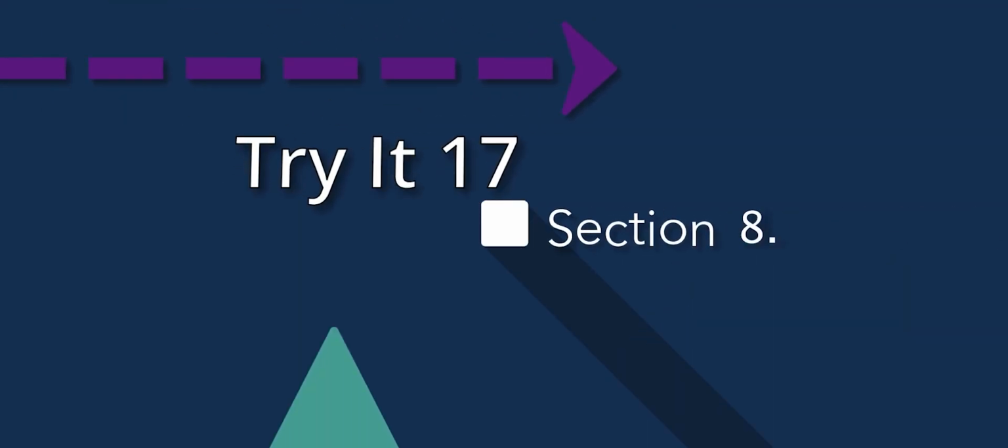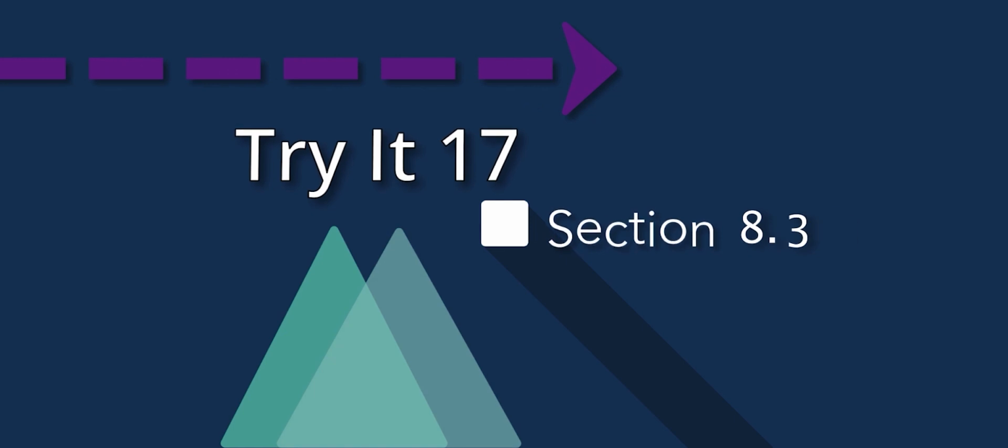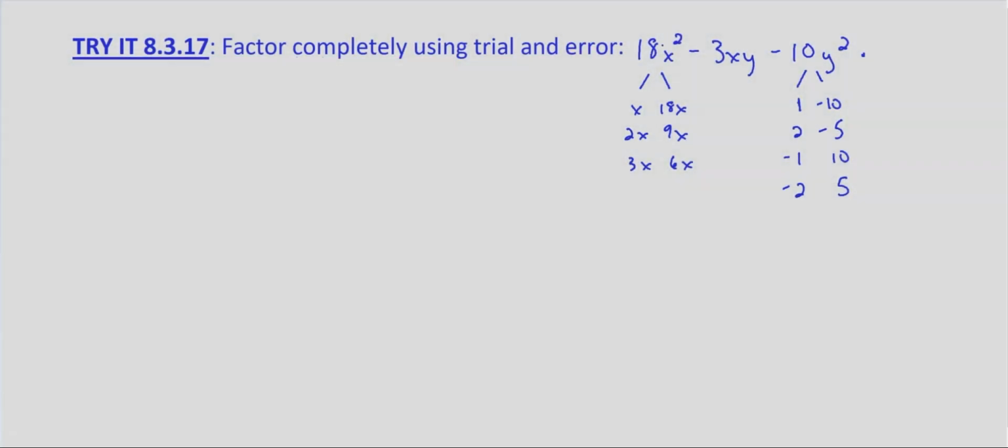So I've gone ahead and I've started factoring this problem. We're asked to factor completely using trial and error, 18x squared minus 3xy minus 10y squared. So we have to look at all of the factors of the first term and all of the factors of the last term. So we're looking at x and 18x, 2x and 9x, 3x and 6x.